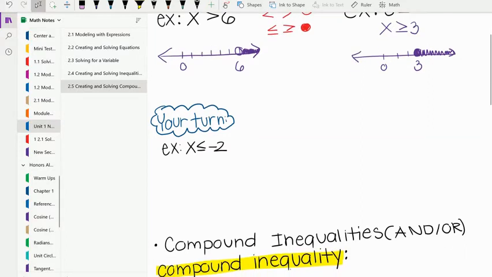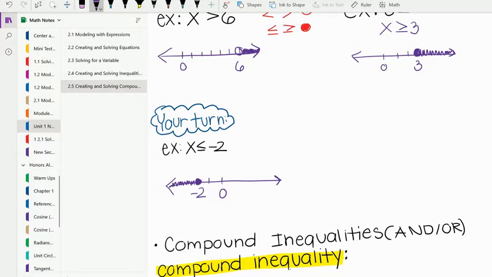So for this problem, we have x is less than or equal to -2. So draw our number line. I have 0, -1, -2. And I'm going to do a closed dot because it's equal to. And I want to represent things that are less than or equal to -2, which would mean shading everything to the left.